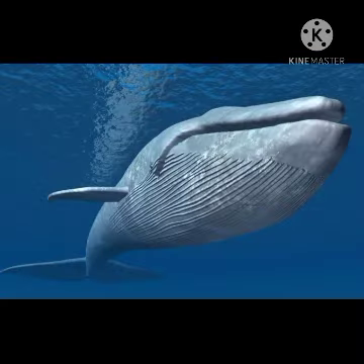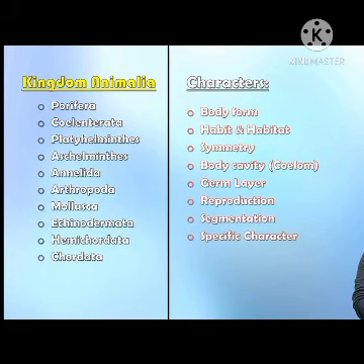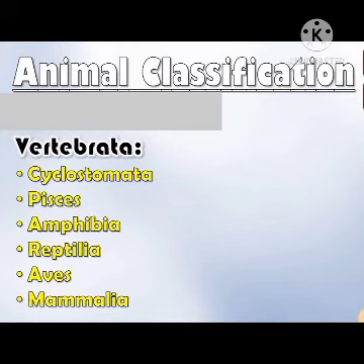Even whales are aquatic mammals. Therefore, to breathe, whales and dolphins have to come up to the water surface. They can't breathe underwater. So students, the lesson is completed here. I hope you have understood the topic. Today we have studied the remaining 6 phyla and 6 classes of kingdom Animalia.